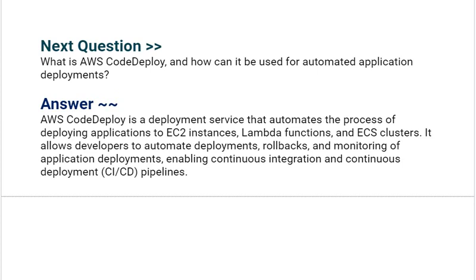Our next interview question is: what is AWS CodeDeploy and how can it be used for automated application deployments? Your answer should be: AWS CodeDeploy is a deployment service that automates the process of deploying applications to EC2 instances, Lambda functions, and ECS clusters. It allows developers to automate deployments, rollbacks, and monitoring of application deployments, enabling continuous integration and continuous deployment CI/CD pipelines.